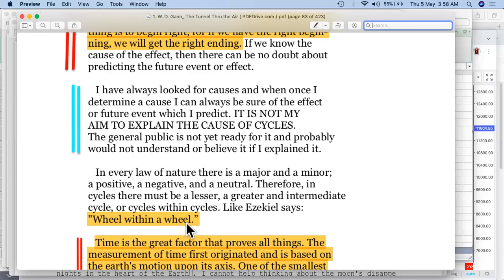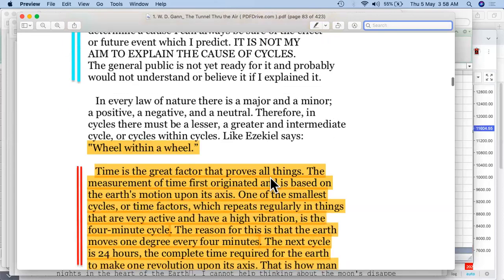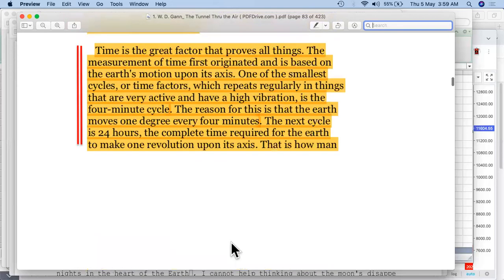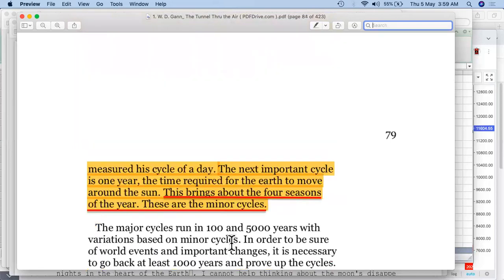And again, he talks about wheels within the wheel. Time is a great factor that proves all things, so it is very important to understand time. He talks about various cycles that we have seen previously. The smallest cycle is of 4 minutes. Then we have the seasonal cycles, which bring about the 4 seasons of the year. These are the minor cycles. Over that, there is a yearly cycle and a half-yearly cycle, which we explained in the form of Gann and Blinn, like a square within a circle. A 90-day cycle or 120-day cycle is also there.